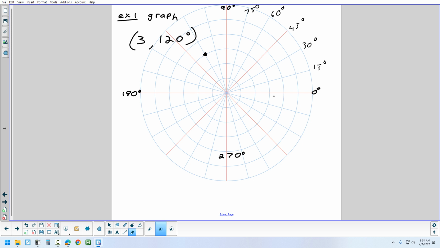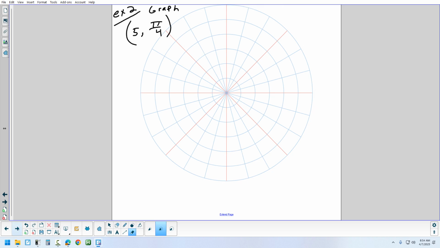Right, so that one had a positive radius and a positive angle in degrees. This one has a positive radius and a positive angle in radians. Radians doesn't change anything, and if you want to put it in degrees first, you can. Does anybody remember what's pi over 4 in degrees? 45, yep.